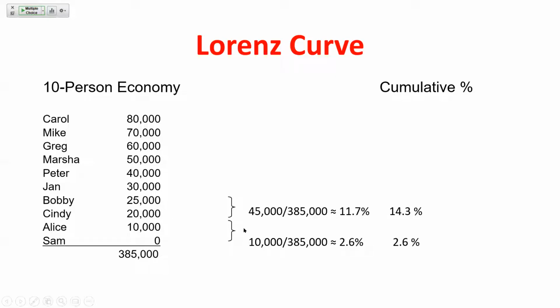So the bottom 40% of people here earn about 14.3%. Another way of thinking about this is I could come up with what percent Bobby and Cindy own, and then add that to the percent Alice and Sam own, or I could just add all these up and figure out what the percent is. Now, where are these percentages coming from? Well, once I added up all of these incomes, I would then just divide them by the total wealth in this economy. The way I got this 385,000 is I'm just adding up the total wealth in this 10-person economy.